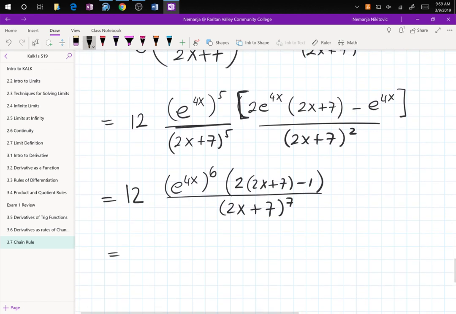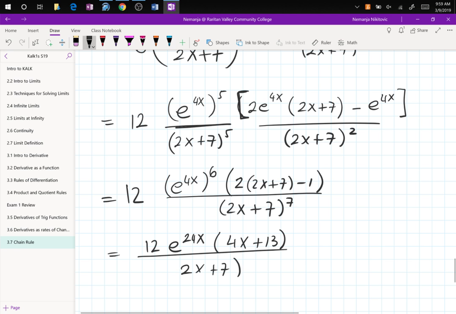Further, exponent of exponent multiplies. So I have, and I can put 12 on top, it's fine. So we have 12e to the 24x. And now when you multiply over here, you get 4x plus 14 minus 1 is 13. When you work that out, divided by 2x plus 7 to the 7.